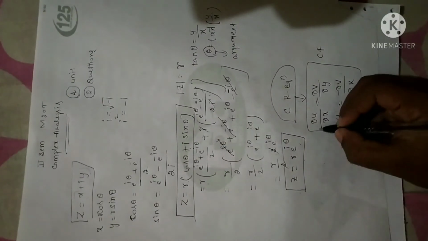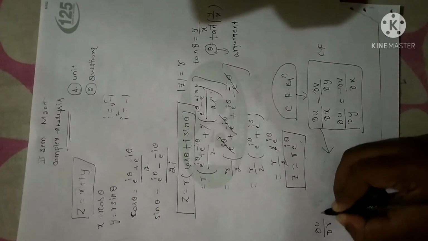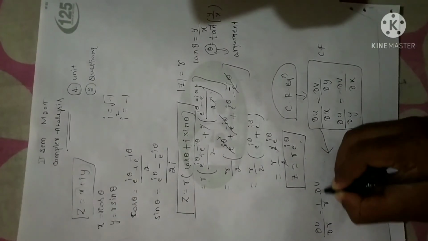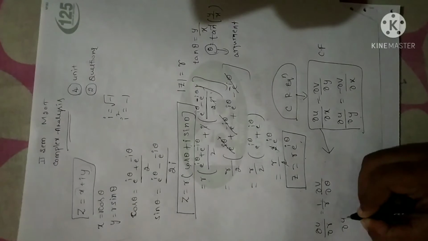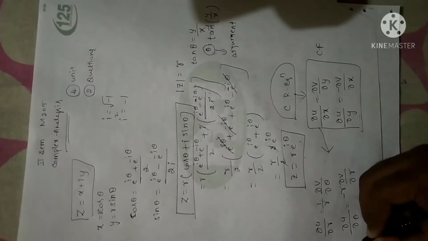Similarly, we can write the Cauchy-Riemann equations in polar form as dou u by dou r is equal to 1 by r into dou v by dou theta. At the same time, dou u by dou theta is equal to minus r into dou v by dou r.